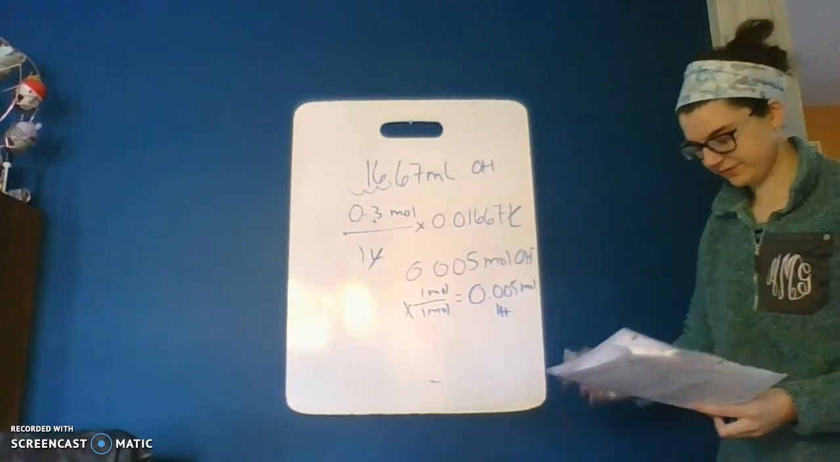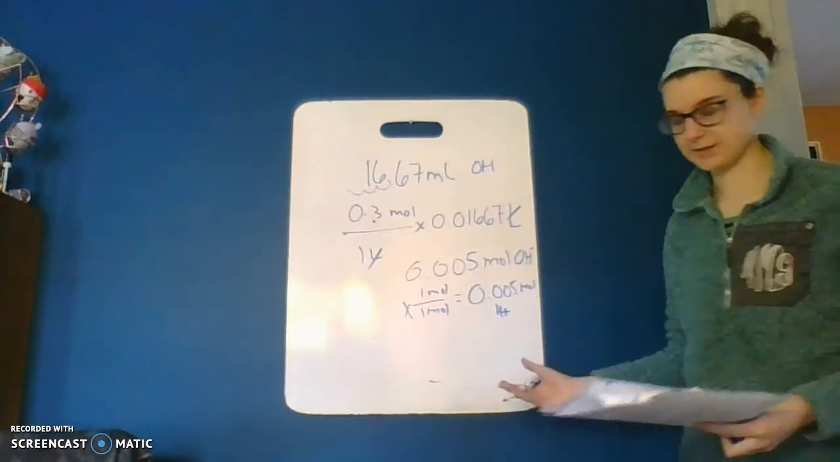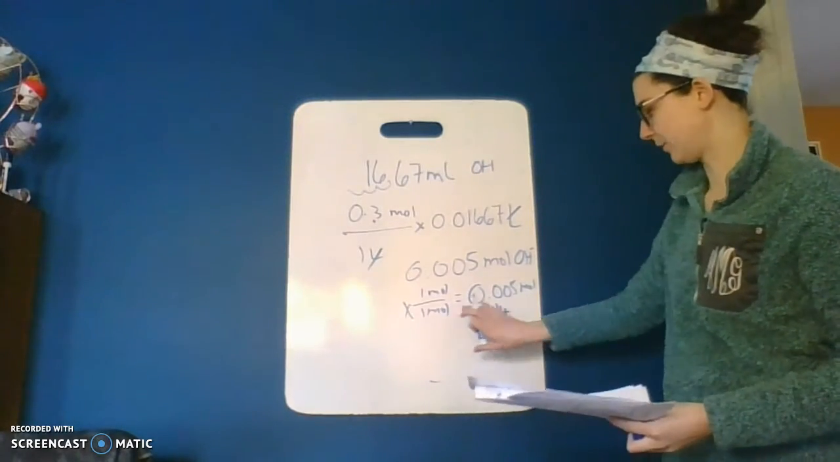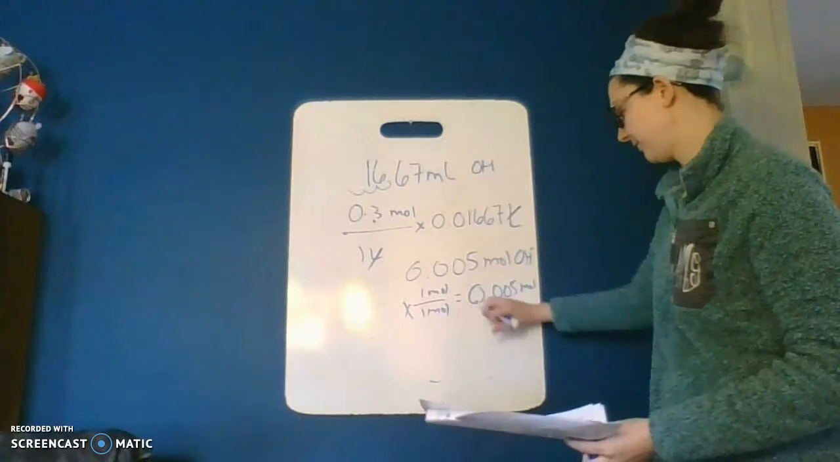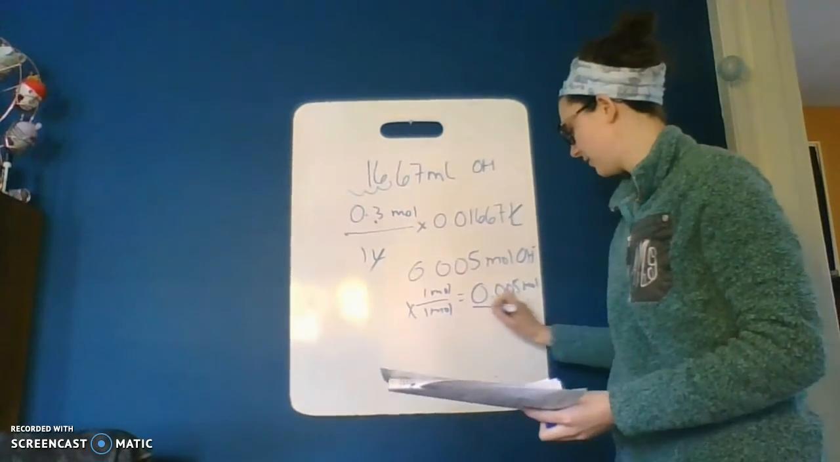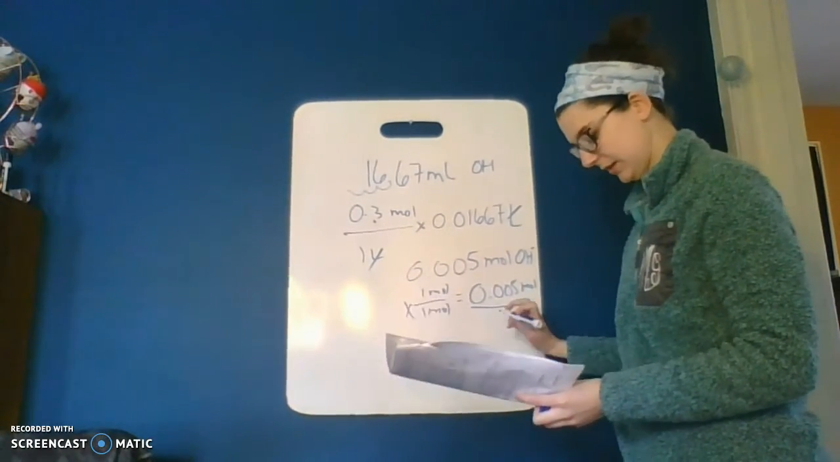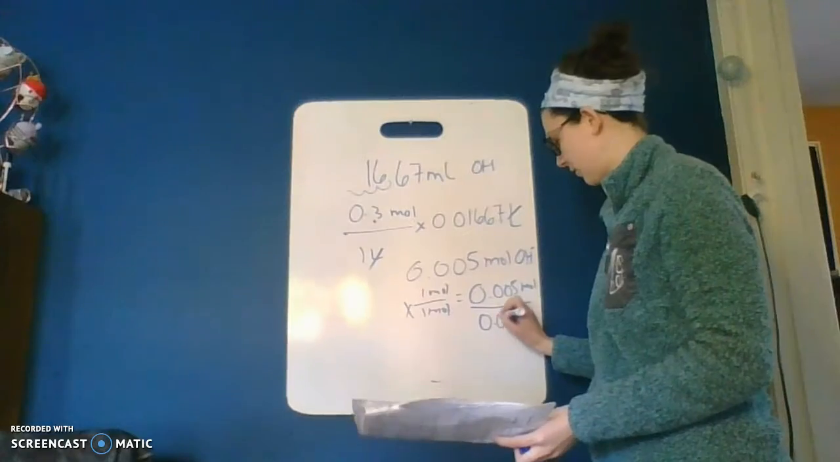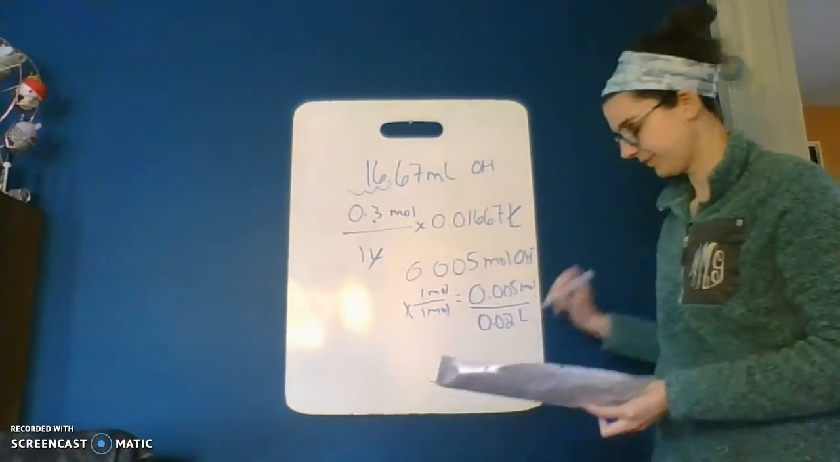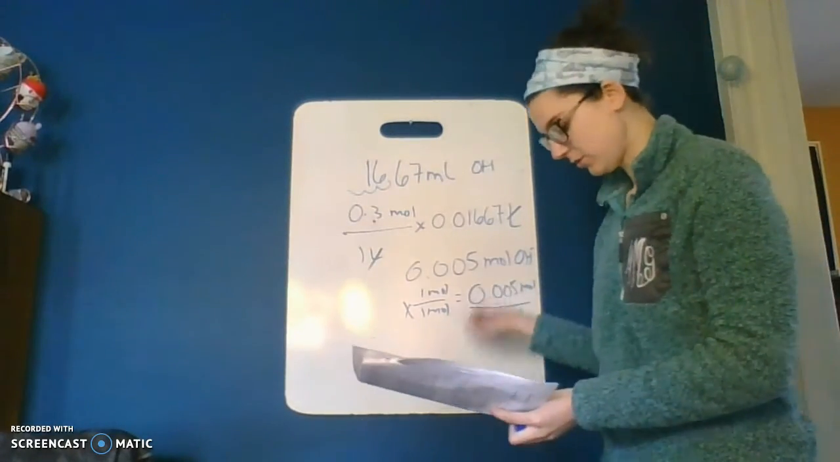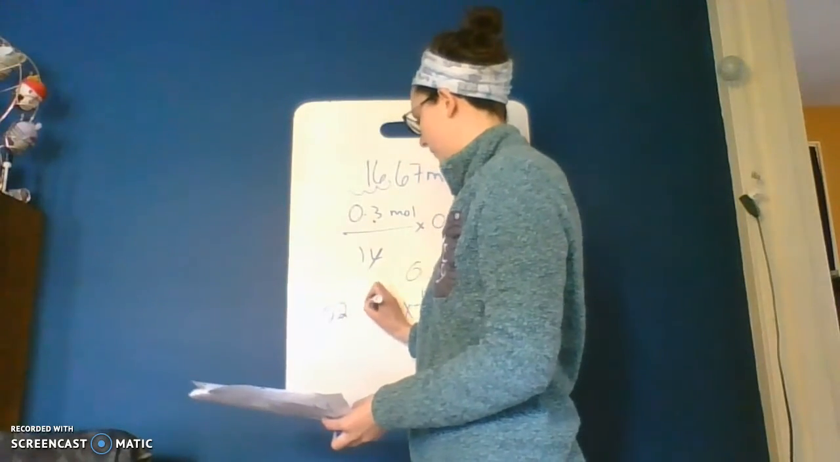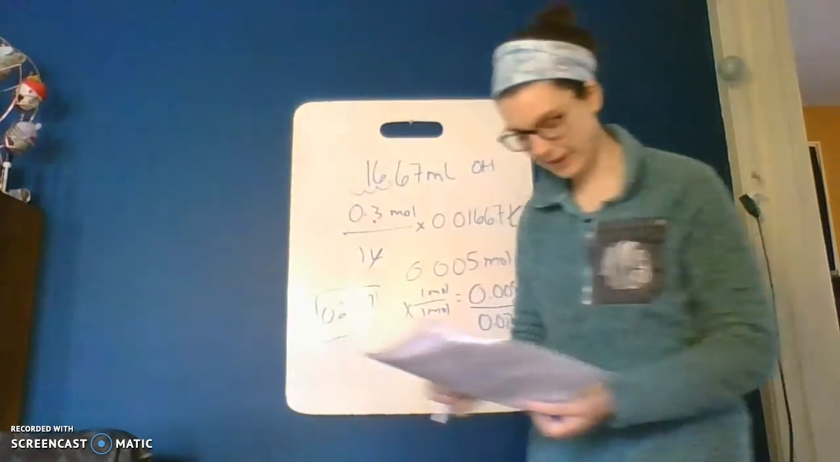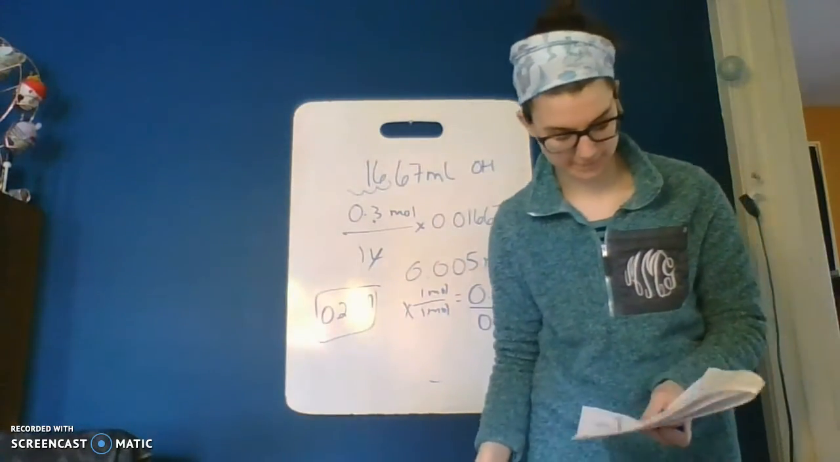Then to find the molarity, the concentration, we have to divide this 0.005 moles by the volume of our acid, which was 20 milliliters, which is 0.02 liters. When we do that, we find that the concentration of our acid is 0.25 molar. Okay, so that is our answer to part F.